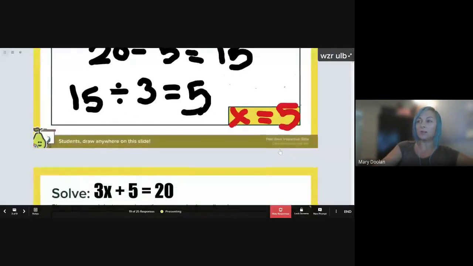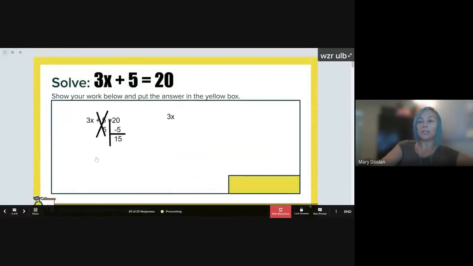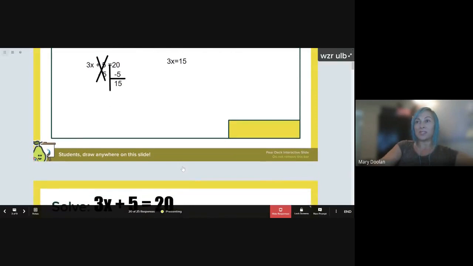Ooh, look at this one. This one's cool. They typed it out. They drew a line coming down. They subtracted 5 from both sides. I like that a lot. And then they're still working on it. So 3x equals 15, and they're going to keep moving on. That's a really nice organized way to do your work on here. They're using that line tool and the text typing tool.